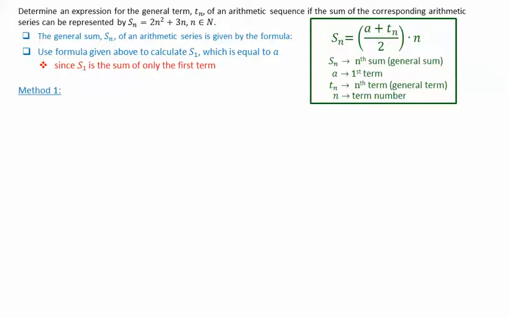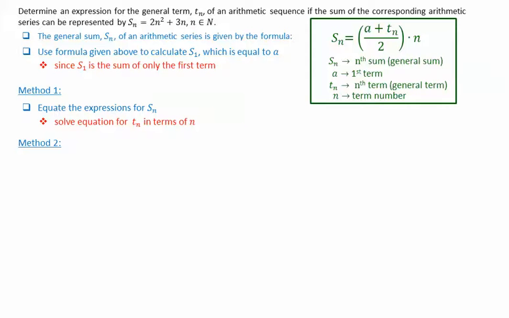From there, there are two methods. Method 1: we can equate the expressions for Sn. We can equate the equation for Sn given in this question with the typical equation for Sn in the formula given above. We can then solve the equation for Tn in terms of n.